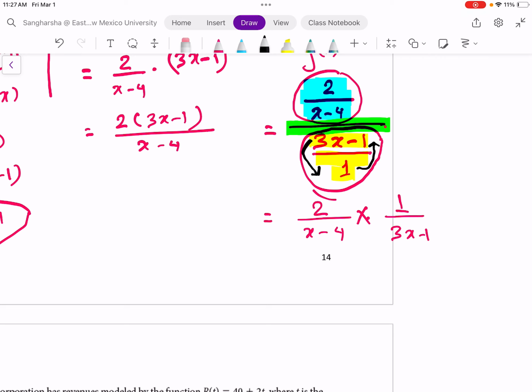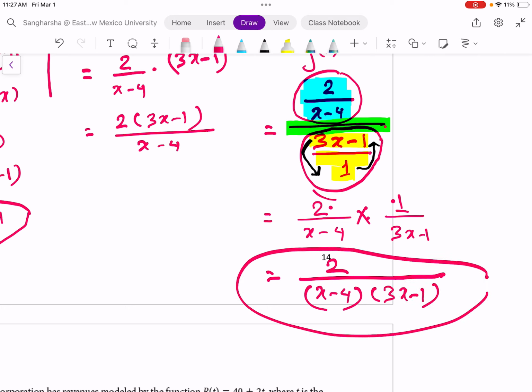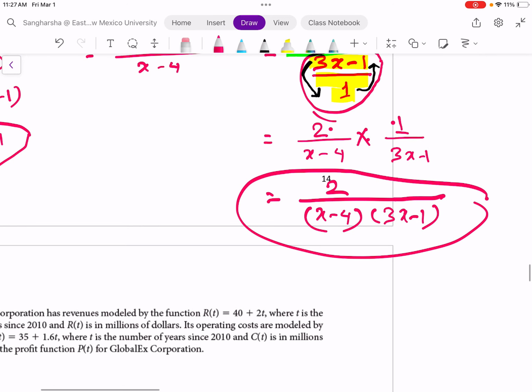Now we have the product of two fractions, so 2 times 1, that is 2, divided by x minus 4 times 3x minus 1, and you can stop here. This can be your final answer. You don't need to multiply out the denominator here. I know I went pretty fast here, but are you all feeling comfortable with this?